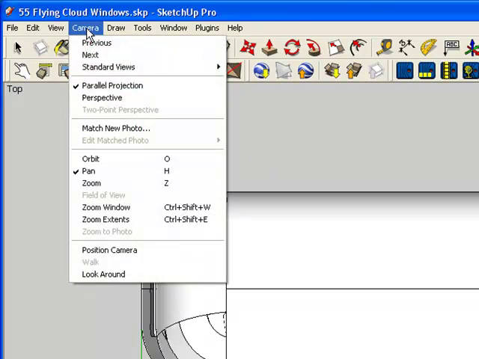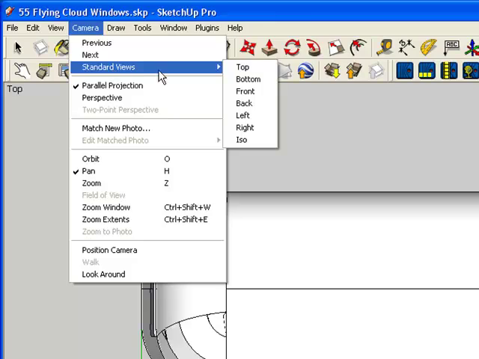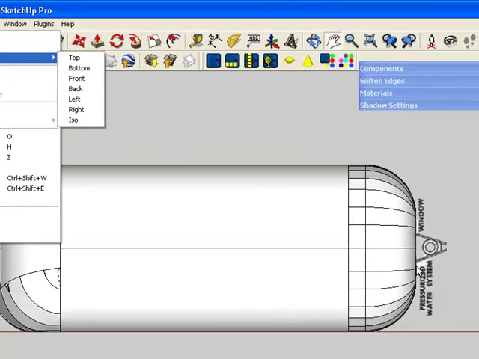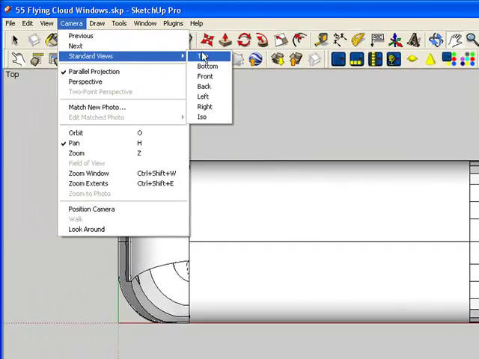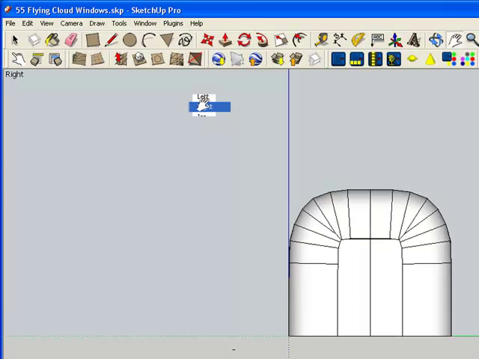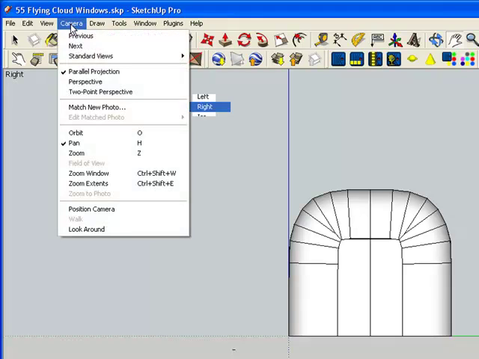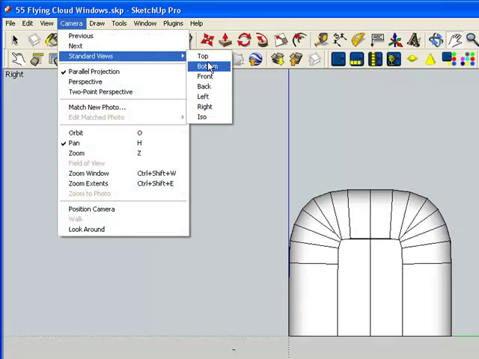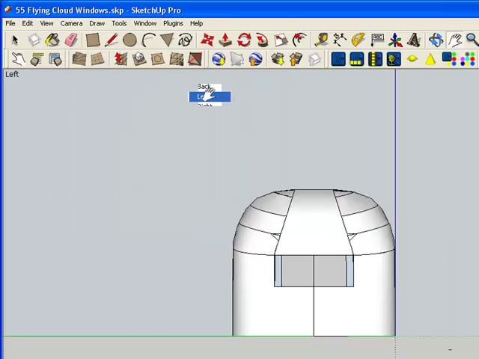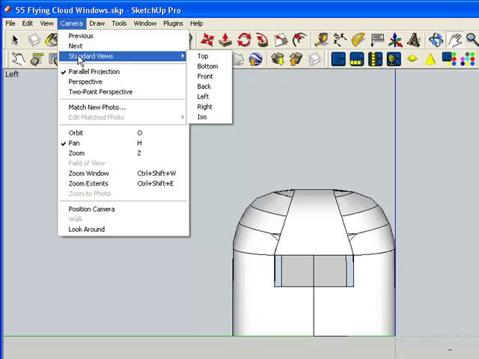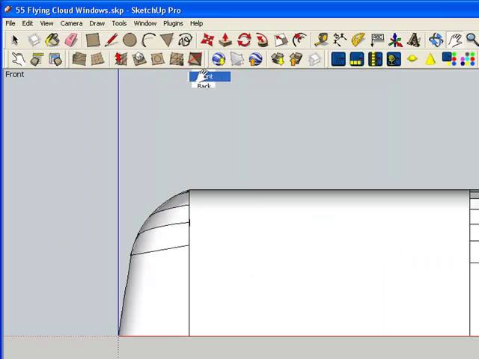Let's go back up to camera, and again this is just to get familiar. Remember, right view would be this end, so let's come down and hit right, and there's our right view. Back up to camera, standard views. Let's go to left view, which in this case would be looking at the back of the trailer. And there's the back of the trailer. Back up to camera, standard views, and let's look at the front view.